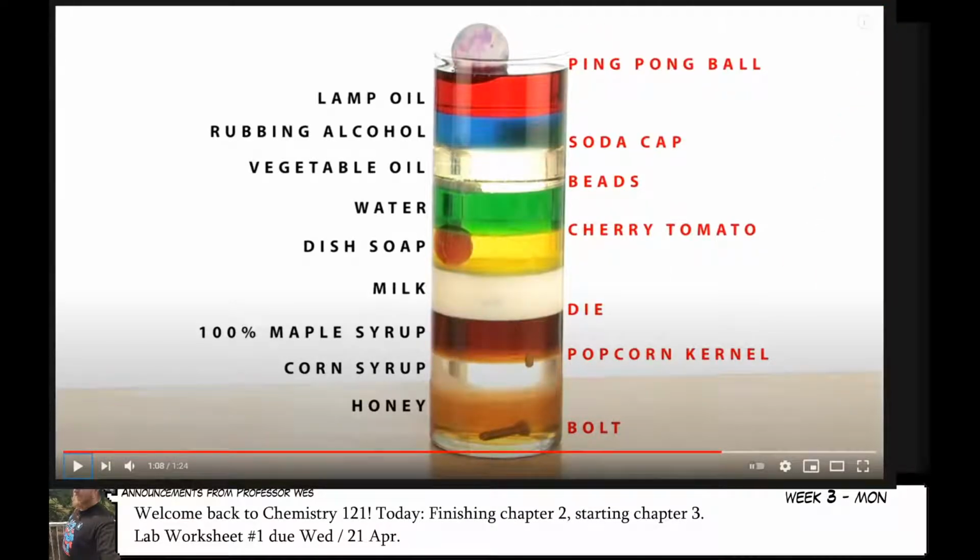And there's everything. So you can see that the ping pong ball being filled with air has a very, very low density, so it just gets sorted right to the top there. But the tomato, mostly water with a little bit of extra stuff in there, so its density is almost that of water, and it actually sinks down below the water, but above the dish soap, which is why it's kind of floating at the surface of it there. It's really hard to see the plastic dice, but it sinks between the milk and the maple syrup. Here's the popcorn kernel. Of course, the bolt being made of metal sinks all the way to the bottom.